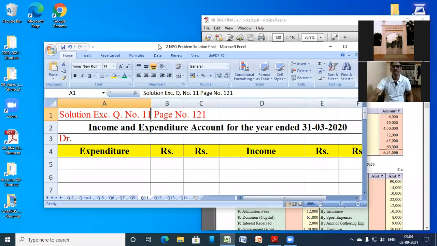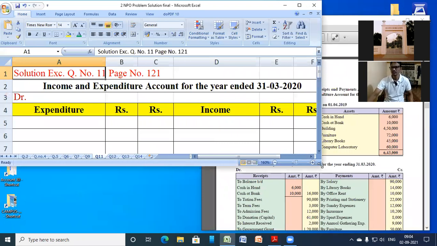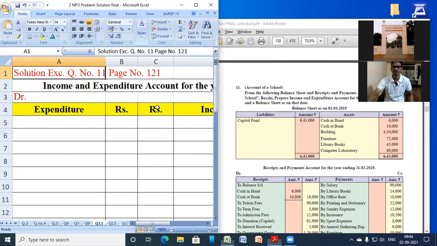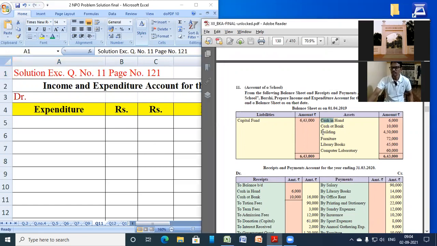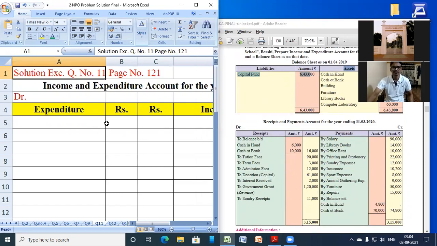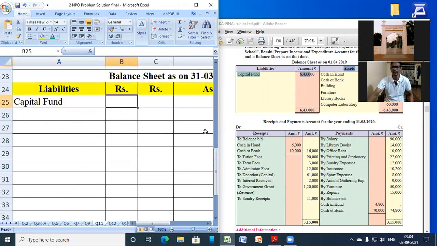So I have already prepared here the income and expenditure account. As you know, we are cross transferring. It's the previous year balance sheet, which is on your screen, page number 121. So we will not consider this cash balance. We just have to transfer the balance sheet asset items on the balance sheet and this capital fund. So first we'll consider the capital fund, 4,06,43,000. The balance sheet liability at capital fund, 4,06,43,000.